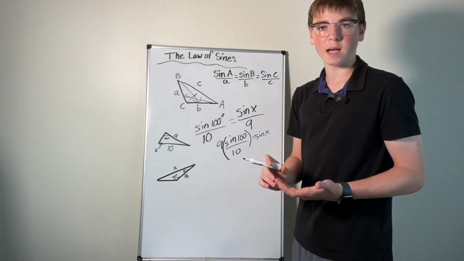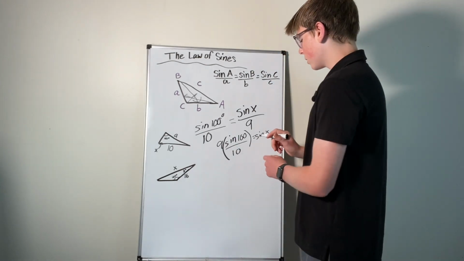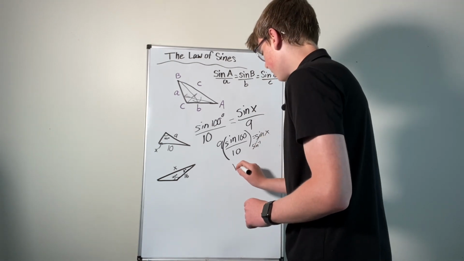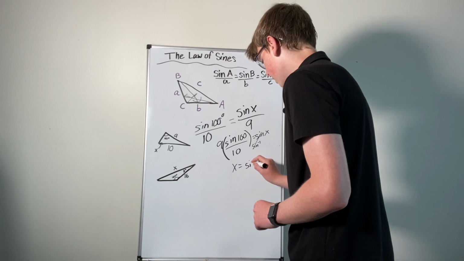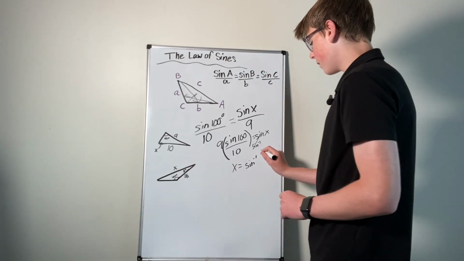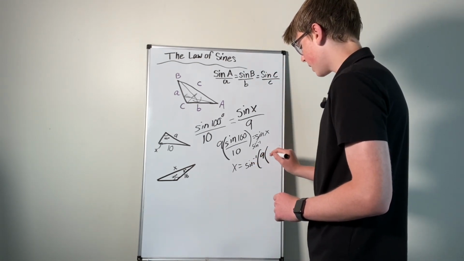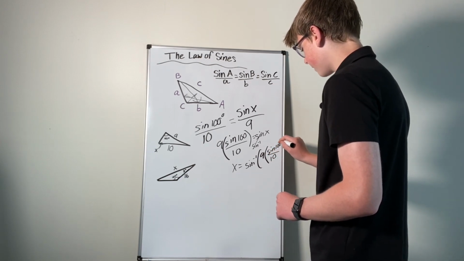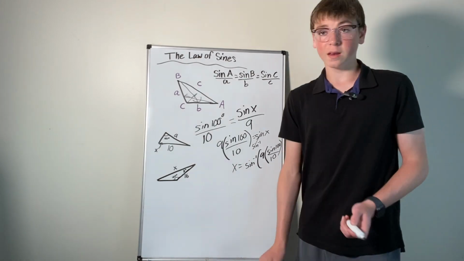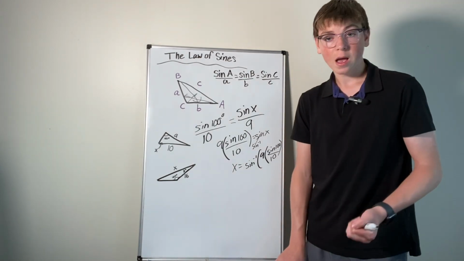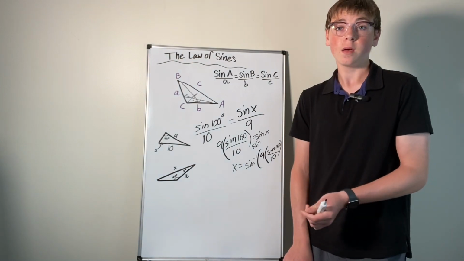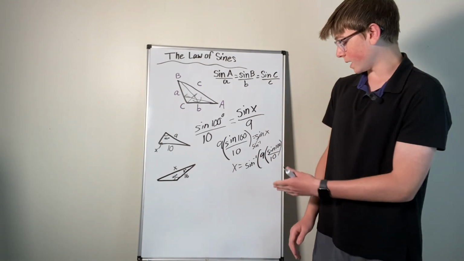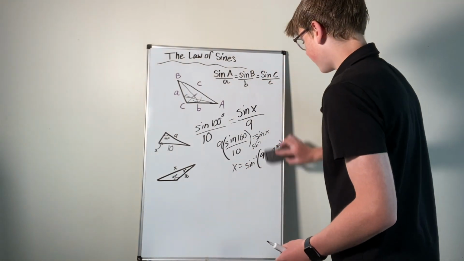And then you're going to take the sine inverse of both sides, which will cancel the sines here. And then you'll have x equals sine inverse of 9 times sine 100 over 10. So then you'll just plug that into your calculator, because I do not know sine 100 off the top of my head, but you can just plug in sine inverse of 9 times sine 100 divided by 10.